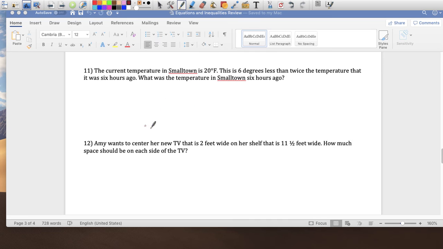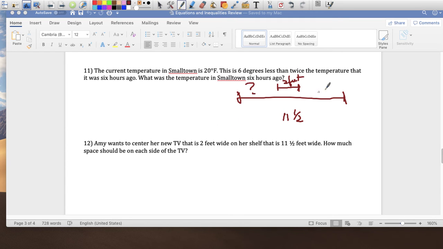Next one, Amy wants to center her TV that's 2 feet wide on her shelf that's 11.5 feet wide. How much space should be on each side of the TV? Let's center her TV that's 2 feet wide on her shelf. So you have a shelf that's 11.5 feet wide, and you have a TV that's 2 feet wide.